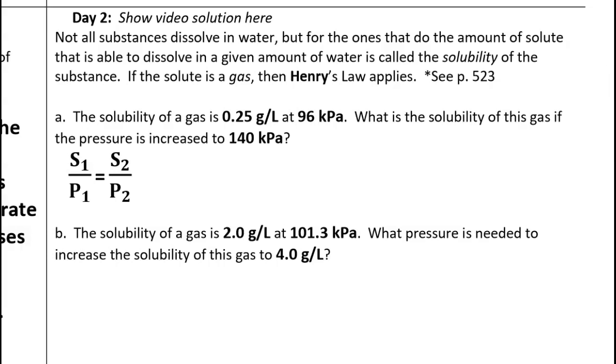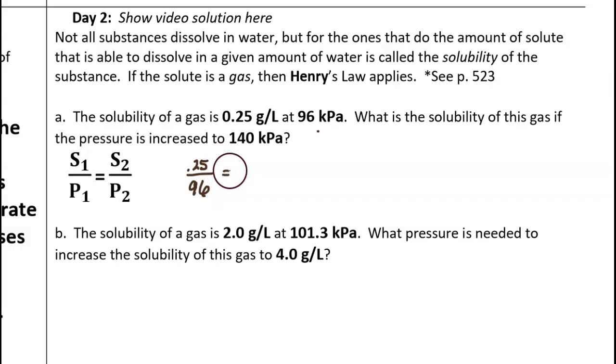Question A. The solubility of a gas is given to be this value at this pressure. What is the solubility of this gas if the pressure is increased to this new value? So this formula here is Henry's law. So you start by writing that down and then make substitutions. The first solubility mentioned is the 0.25 grams per liter. So that gets substituted for S1. The gas has that solubility at 96 kilopascals.